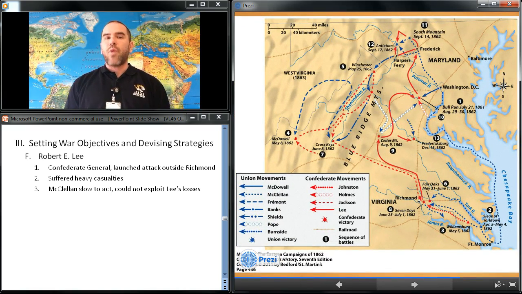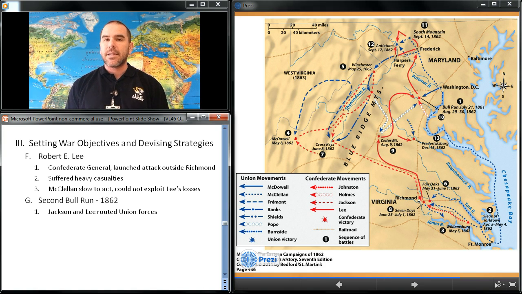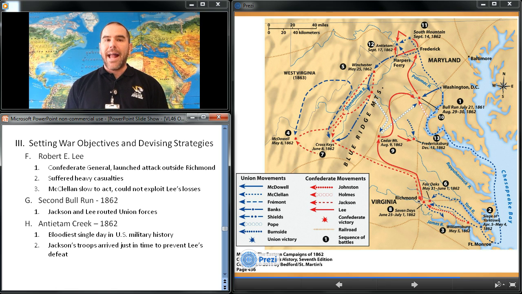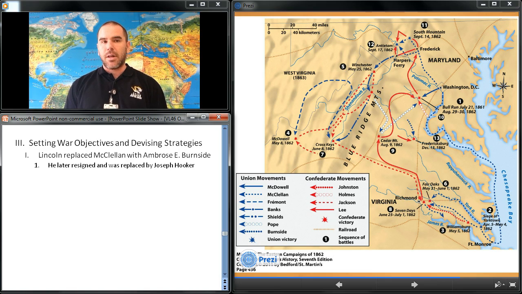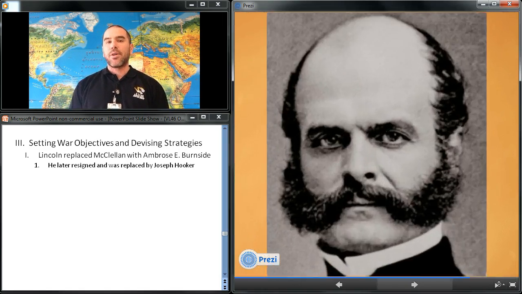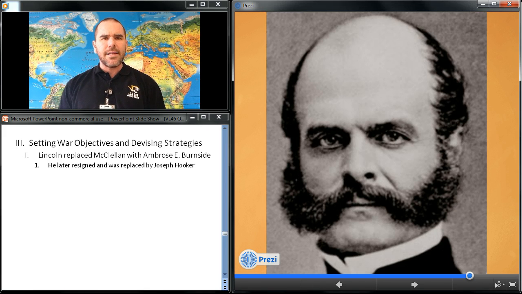Jackson and Lee routed a Union army in the Second Battle of Bull Run, then in August of 1862. The battle at Antietam Creek on September 17th of 1862 was the bloodiest single day in U.S. military history. Jackson's troops arrived just in time to save Lee's troops from defeat. Lincoln then replaced General McClellan with Ambrose E. Burnside, who later resigned and was replaced by Joseph, or Fighting Joe, Hooker.